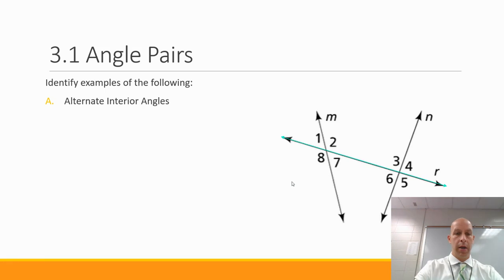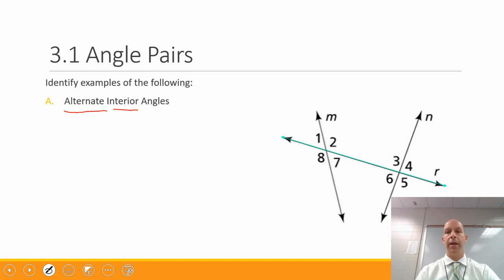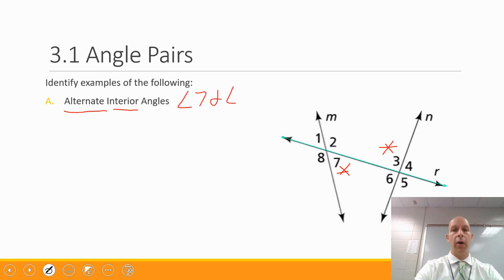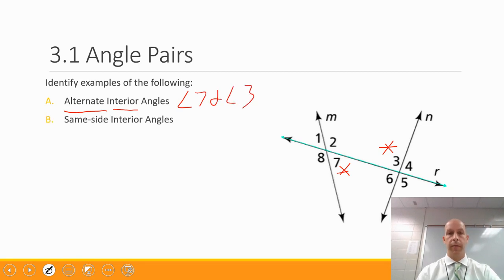Alternate means they are on different sides of that green line, that transversal. And interior means that they have to be between lines M and N. So for example, angle 7 and angle 3 would be alternate interior angles.